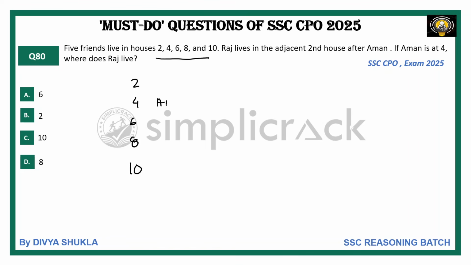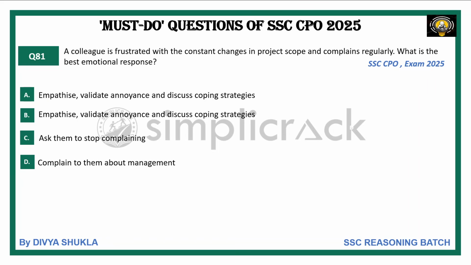Aman is at fourth, and Raj lives in the adjacent second house after Aman. Adjacent second house means leave one house in between, so Raj would be living in the eighth number house. I hope this is clear. Let's see the next question.